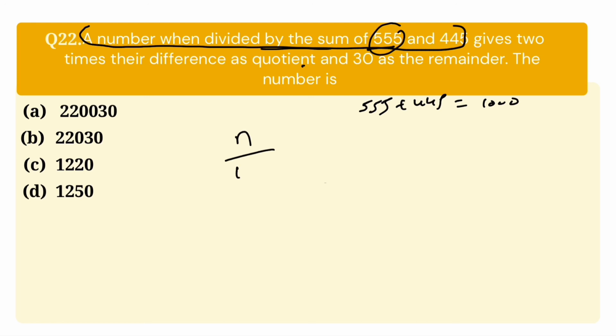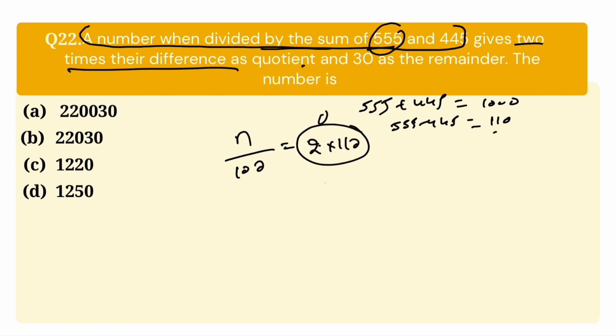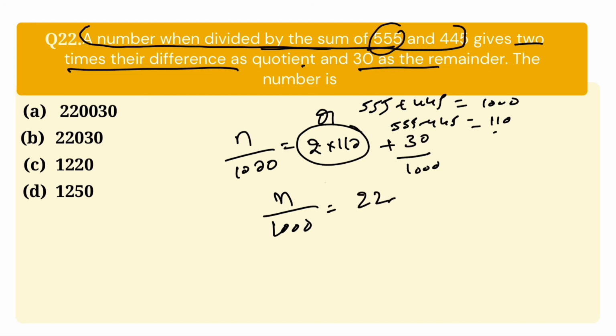A number n when divided by 800 gives the difference as quotient. What is the difference? 2 times the difference. The difference is 355 minus 445, difference is 110. So 2 times the difference as quotient, this is your quotient, and 30 as your remainder, and the divisor is 800. So it is n by 800 is equal to 220 plus 30 by 800.